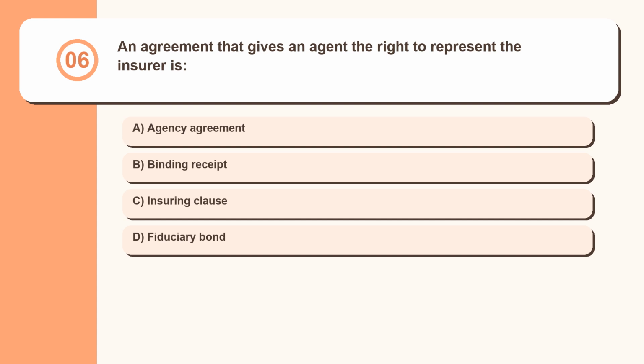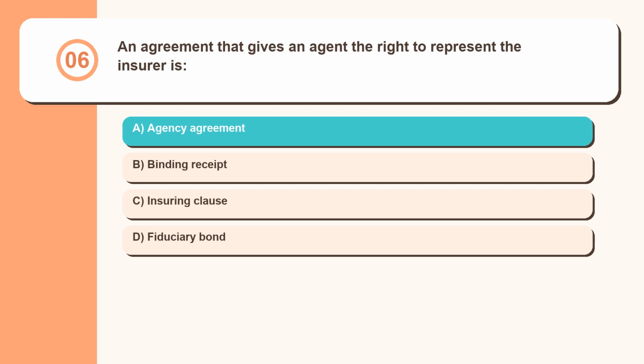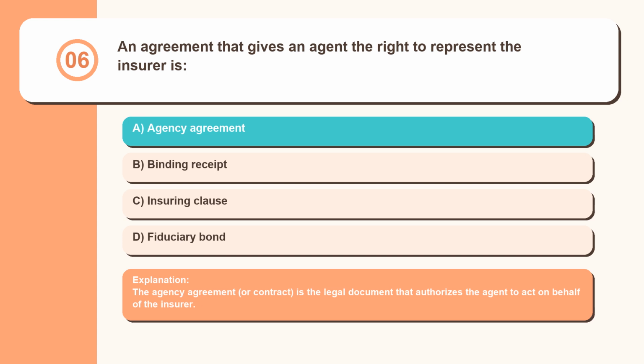Question 6. An agreement that gives an agent the right to represent the insurer is agency agreement, binding receipt, insuring clause, fiduciary bond. The agency agreement, or contract, is the legal document that authorizes the agent to act on behalf of the insurer.